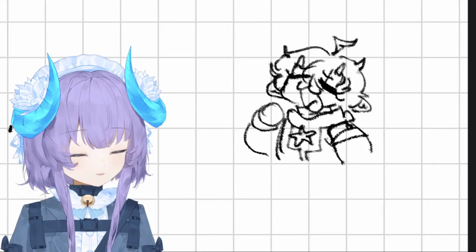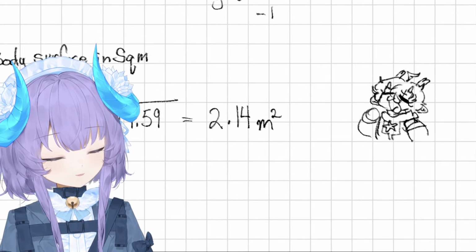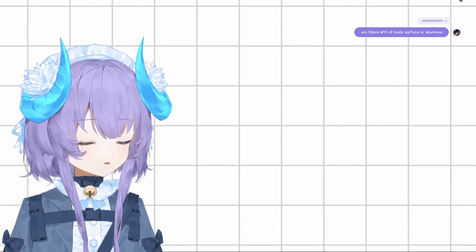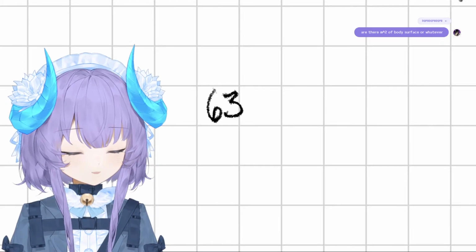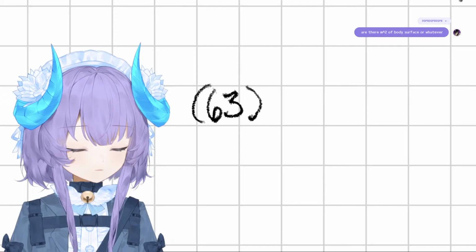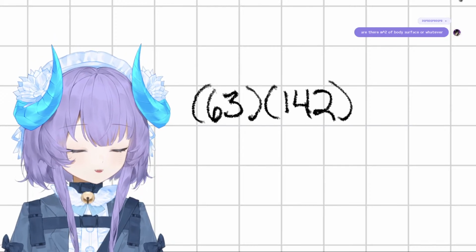Anyway. Oh wait, hold on. Can't forget those units. Very important. Okay, now we do this with what it wants us to do it with. So we're looking at 63 inches. How did they be taller than me? Times 142 pounds. And lighter!